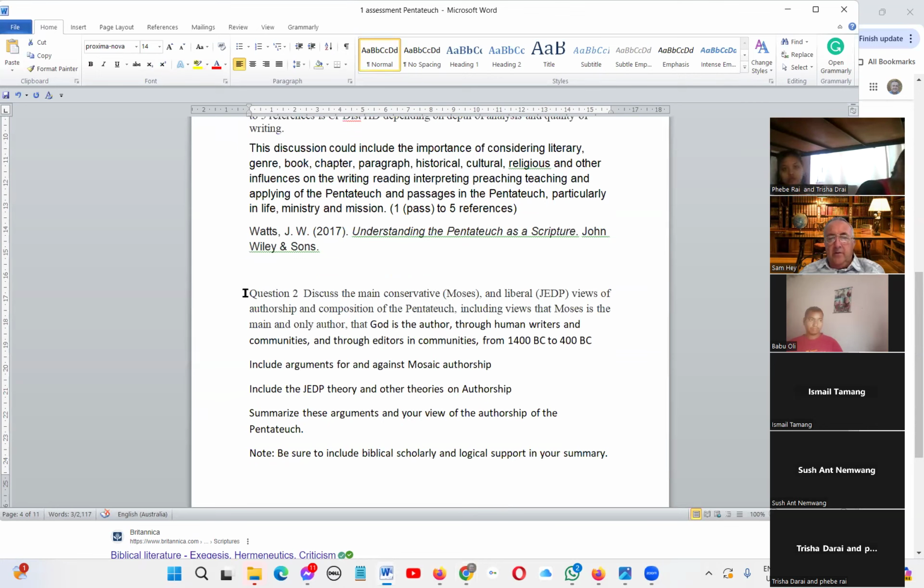Question 2 looks at authorship of the Pentateuch and the 2 views. And the easiest way to answer this is to say that there is reason to believe Moses wrote much of the Pentateuch, and then scholars also say that editing has taken place, and JEDP describes the editing.